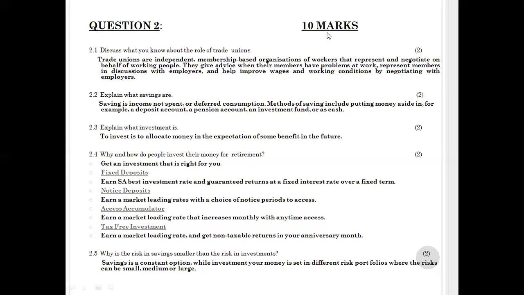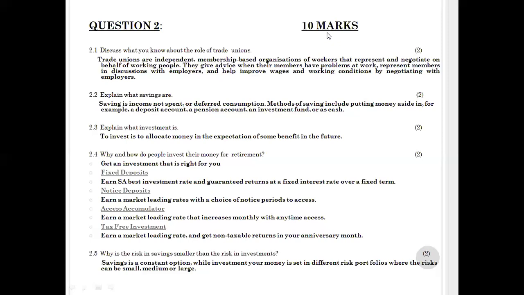Okay, with this question, remember, what was the question? Why and how do people invest their money for retirement? So it must have to do specifically with retirement. When people are old, how do they invest the money to get that money? Okay, for 2 marks, so you need to mention 2 things. I have put a long list there. If you have any of those 2, you can give yourself 2 marks there.